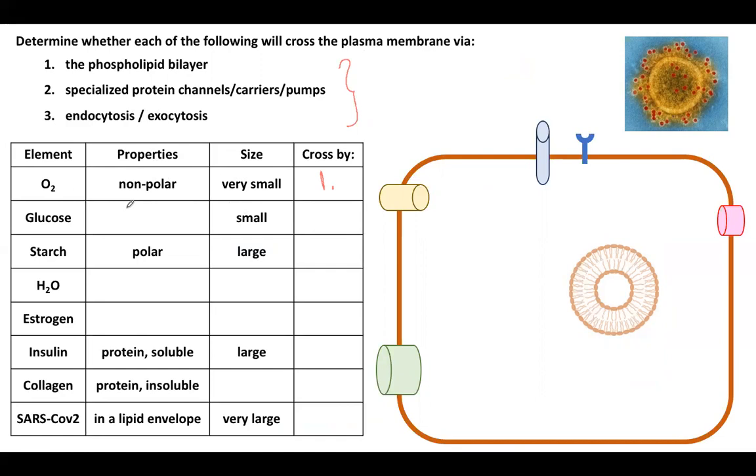Glucose is a polar molecule. It's very small, but because it's polar, it has to cross through a channel, unlike in lab, where it could just pass through the membrane through the holes. Starch, remember, is built up of glucose subunits. It's much larger, still polar, but because of its size, it has to be taken into the cell through endocytosis.